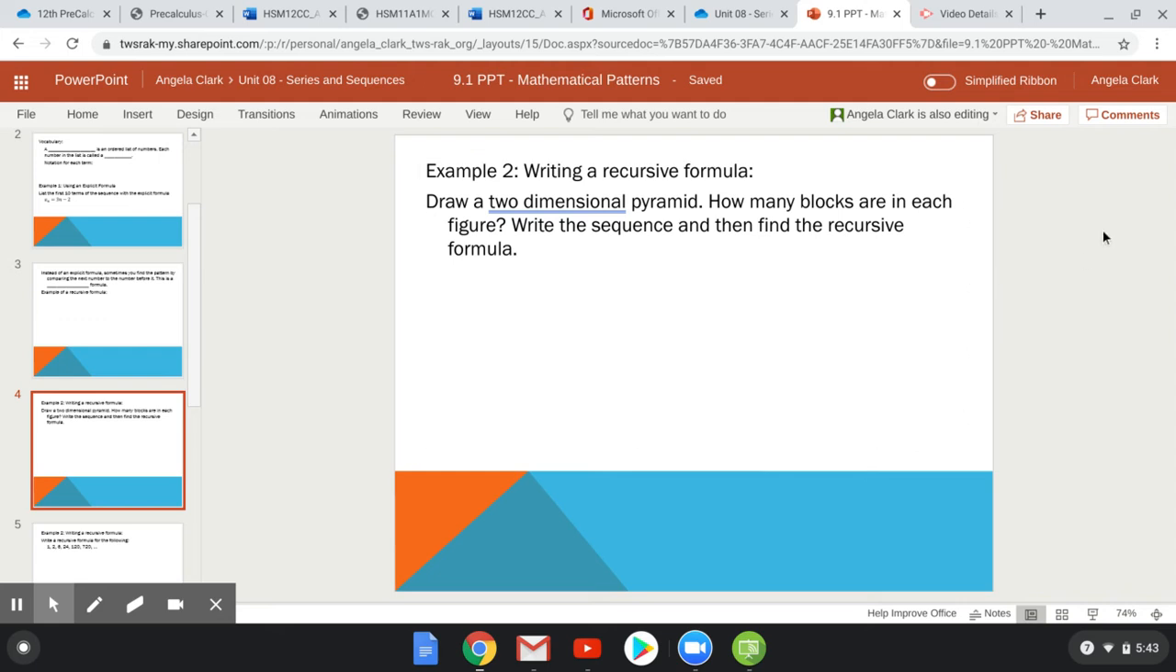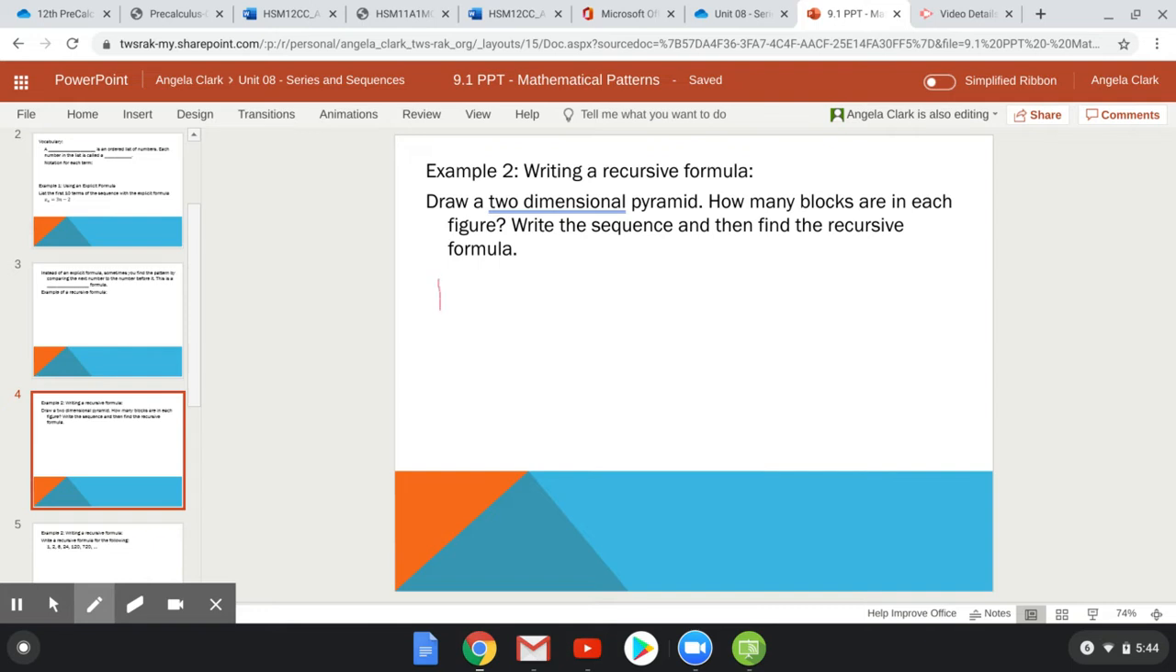All right, so continuing on with 9.1, I want to talk about how to write a recursive formula using this situation. So it says draw a two-dimensional pyramid. How many blocks are in each figure? Write the sequence and then find a recursive formula.